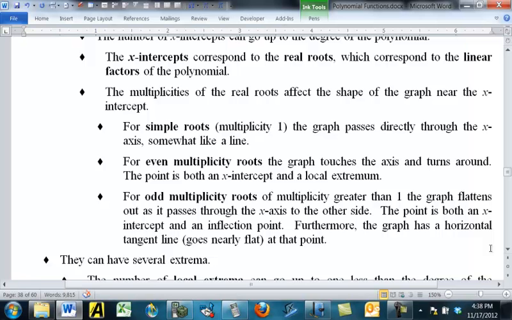For odd multiplicity roots of multiplicity greater than 1, so that would be 3, 5, 7, etc., the graph flattens out as it passes through the x-axis to the other side. It does go through the axis to the other side, but the point is both an x-intercept and an inflection point, and the graph has a horizontal tangent line, goes nearly flat as it goes through the point.